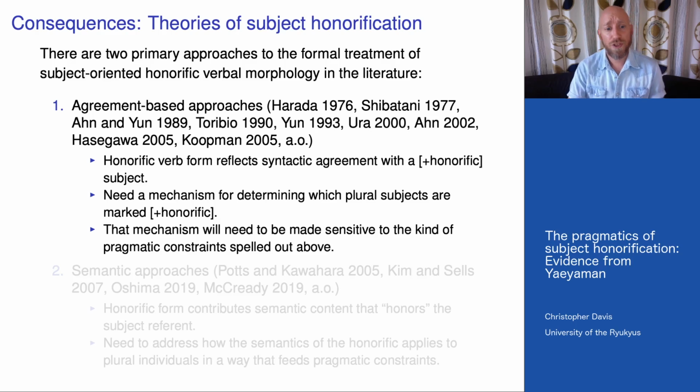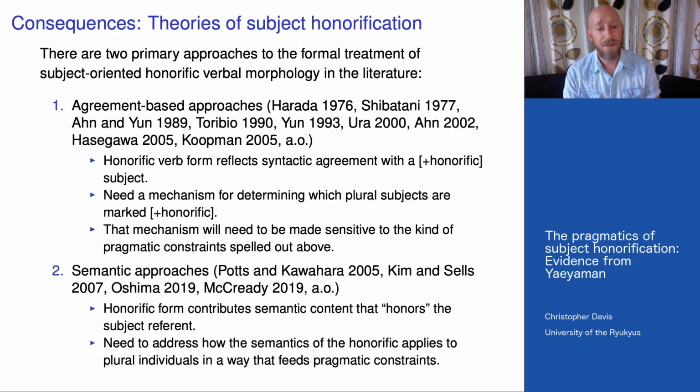Now, if you're going to adopt such an approach, you will need a mechanism for determining which plural subjects are to be marked with plus honorific. And that mechanism will need to be made sensitive to the kind of pragmatic constraints I've talked about today, as well as the kind of cross-linguistic variation that's observed. More directly, semantic approaches have it that the honorific verb morphology itself directly contributes semantic content that in some way honors the subject referent. So those kinds of approaches will need to address how the semantics of the honorific will apply to plural individuals, and do so in such a way that feeds the kind of pragmatic patterns that we saw today.